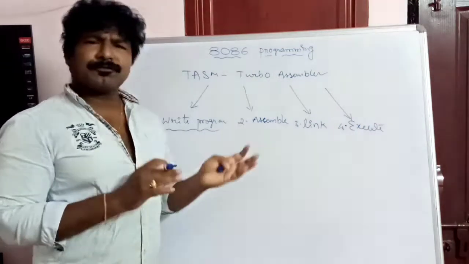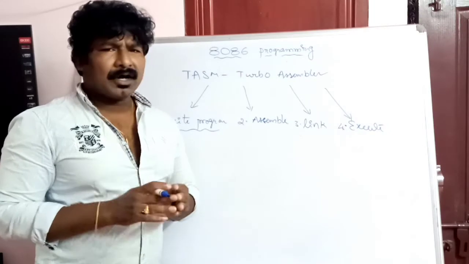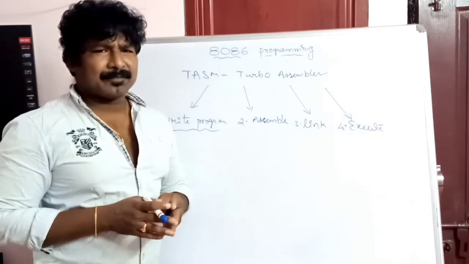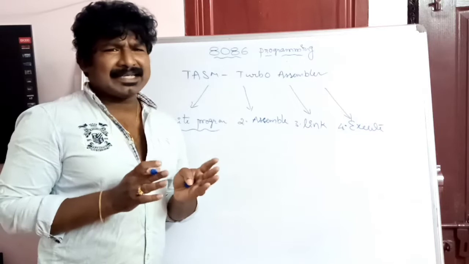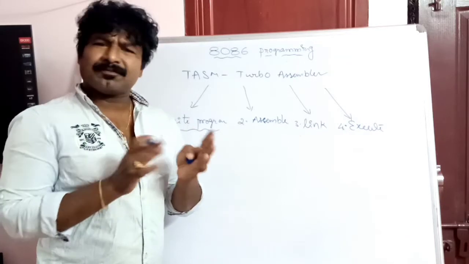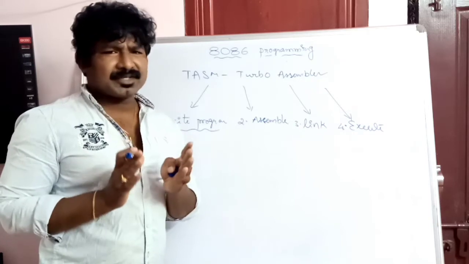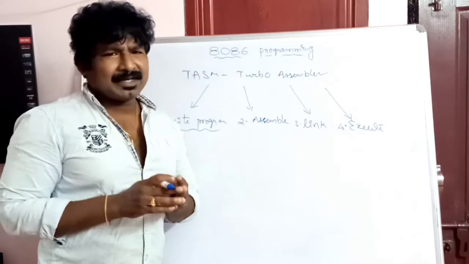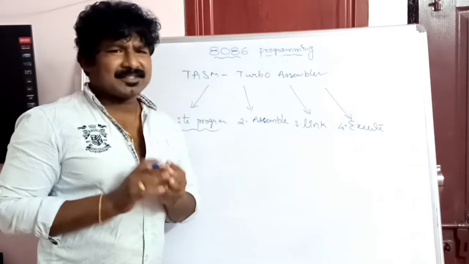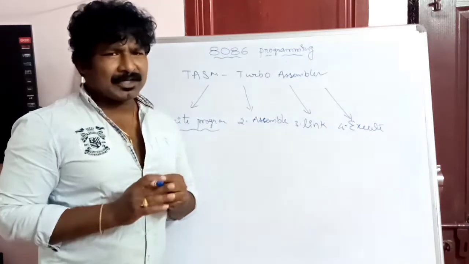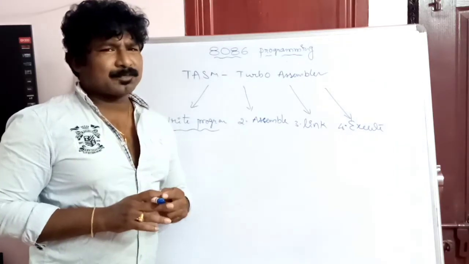First of all, we should know how to write an assembly language program. We should know the outline or structure of an assembly language program. I'll give you a simple structure to write a small program in assembly language for the 8086 microprocessor. Let me tell you the structure of an 8086 program.